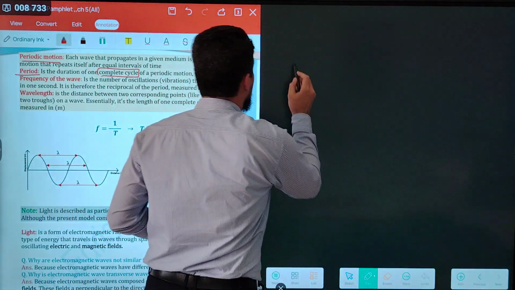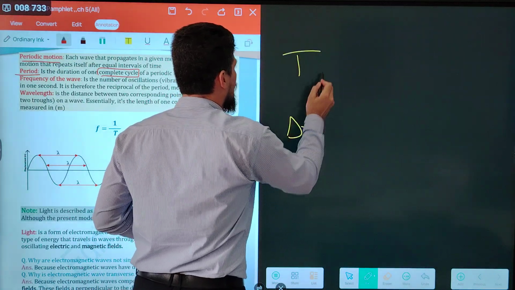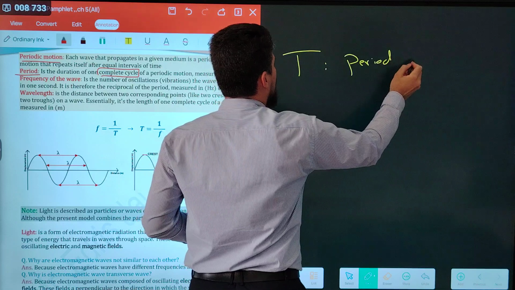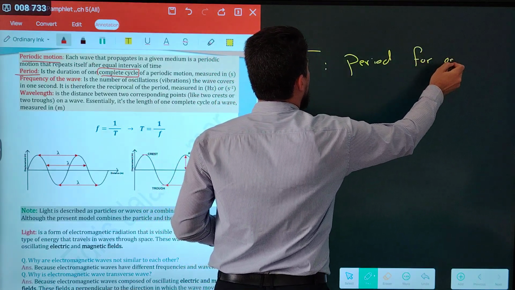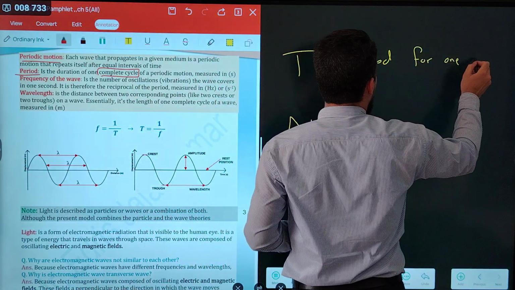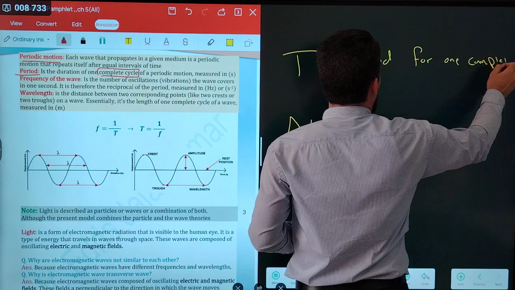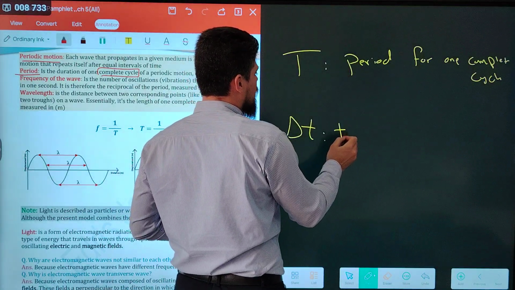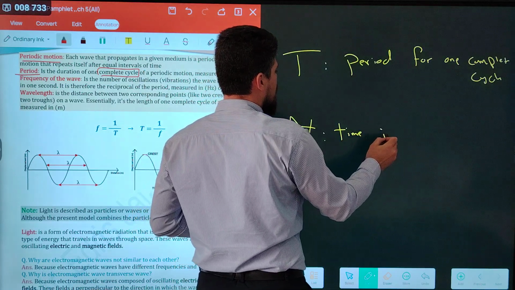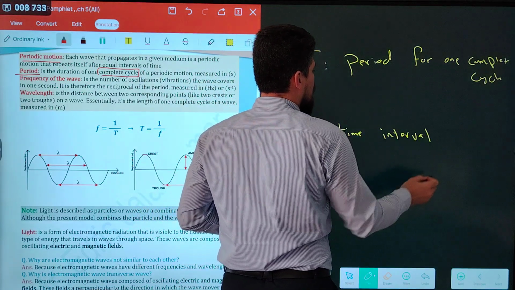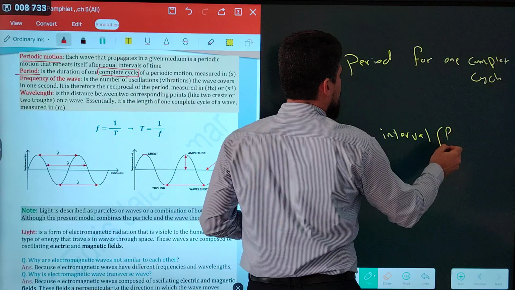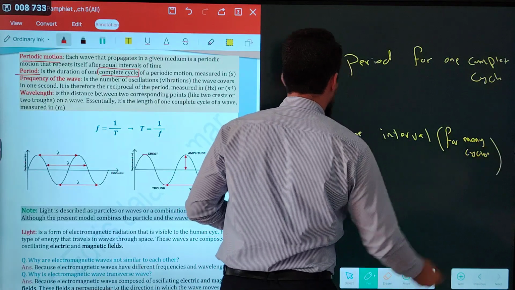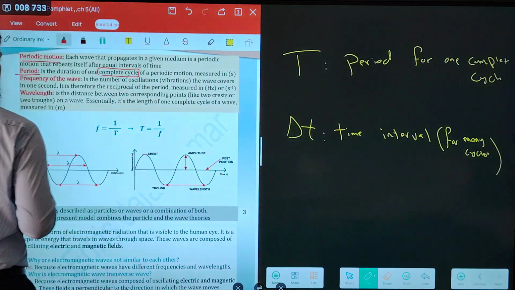So what is the difference between T capital and T small? T capital is the period, for one complete cycle only. But delta T is the time interval, for many cycles. So this is the difference between period and time interval.